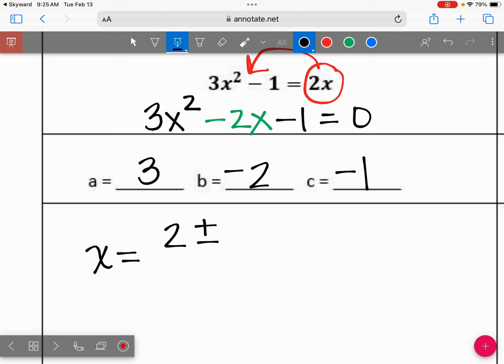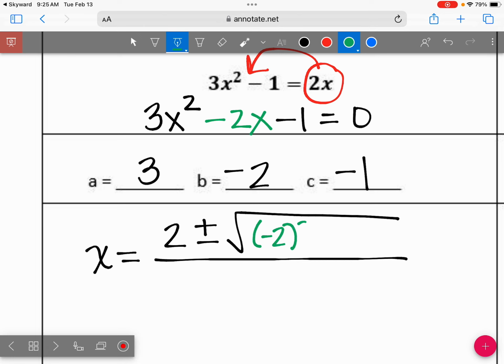So x equals +2 plus or minus, and I'm going to write the whole thing out. Underneath the square root, we have b squared minus 4 times a times c. And that's all over 2 times a.